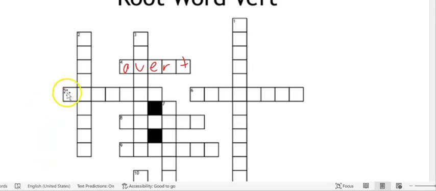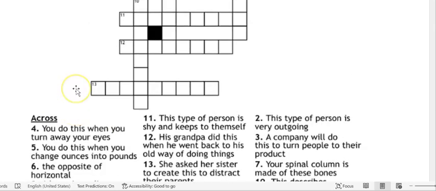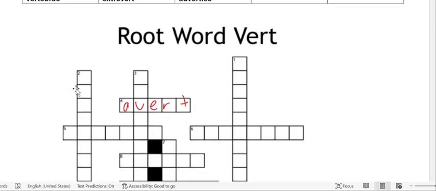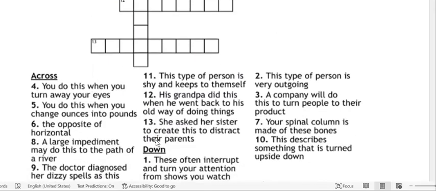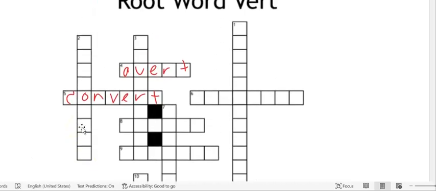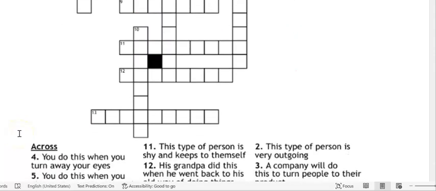Then you'll go down to the next clue. The next one we'll look at is 5 across. So 5 across, you do this when you change ounces into pounds. So when you change ounces into pounds, we are converting. So convert. Number 6 across, the opposite of horizontal. So right now we're doing across, which is horizontal. And if we were to go up and down, we would do vertical.